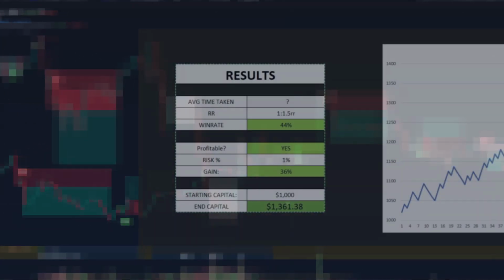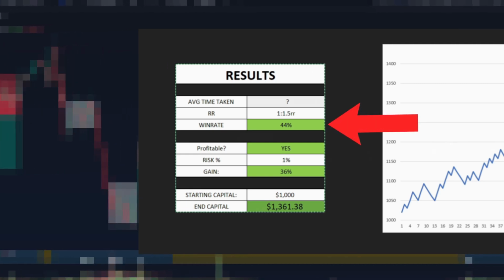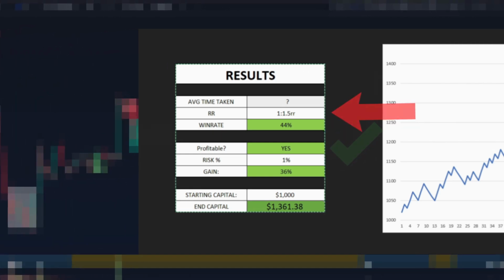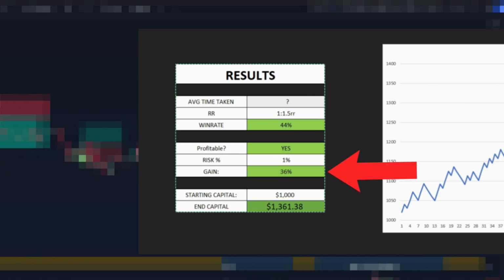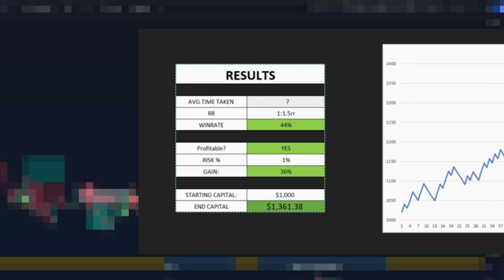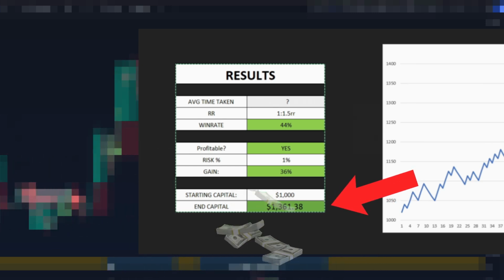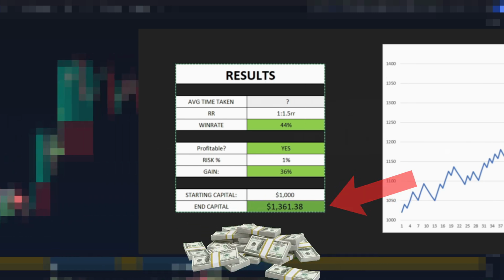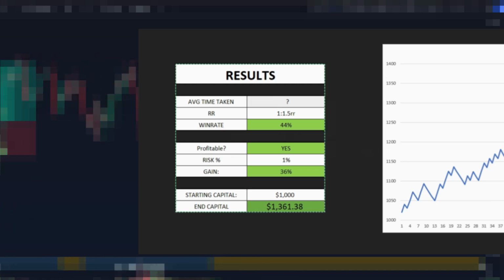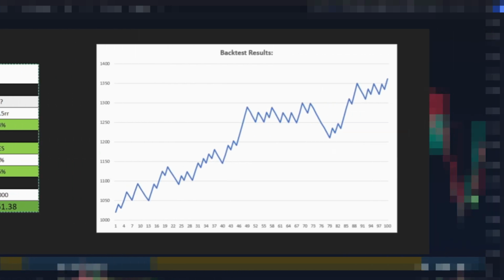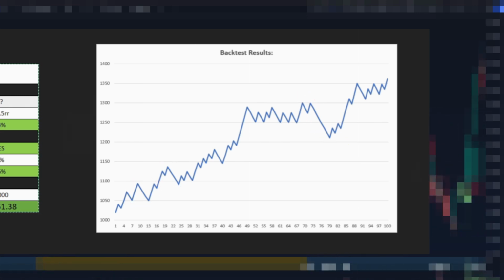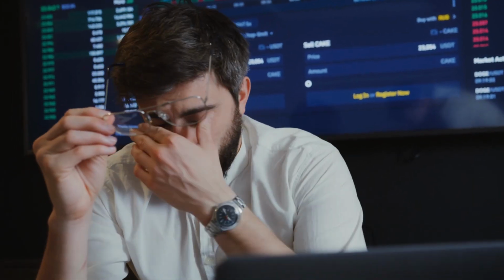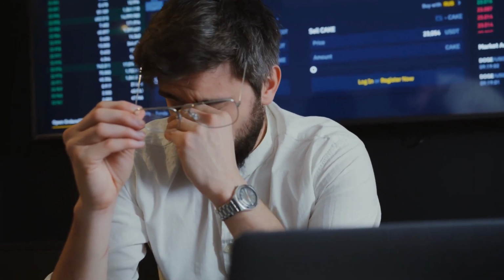Here's how the old strategy performed. The win rate was 44%, which is profitable given the 1 to 1.5 risk to reward ratio. The gain was 36%, which over 100 trades turned our account balance from $1,000 to $1,361. While the numbers are solid on paper, the account growth chart is quite choppy, showing some big drawdowns. These drawdowns can be difficult for beginners to manage and might result in losing your account if you over-leverage or trade with a funded account.